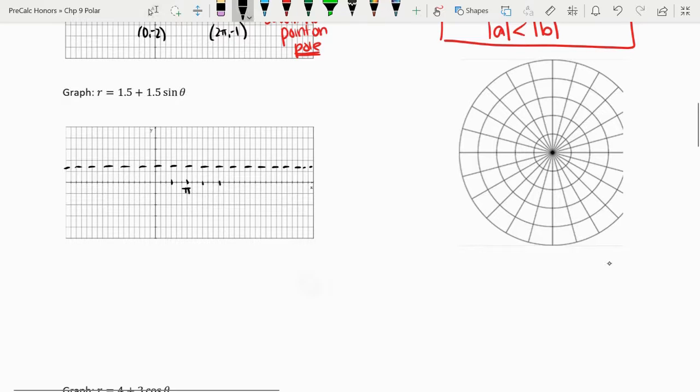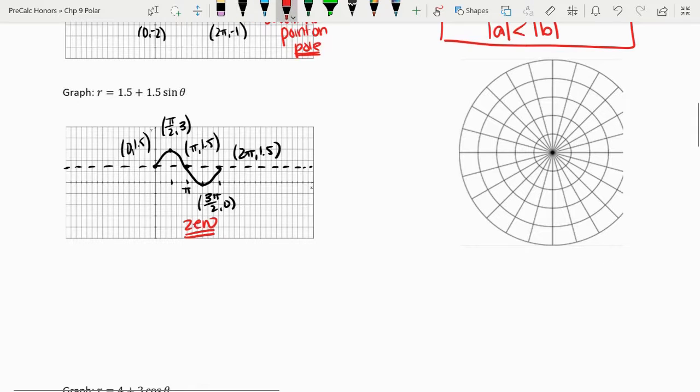So my midline's up at 1.5. This is a sine curve, so I'm going to label a couple points on here. We'll have 0, 1.5, pi over 2, 3, pi, 1.5 again. We've got a 0 here, so that means we'll have a point on the pole. This is at 3 pi over 2 and 2 pi.